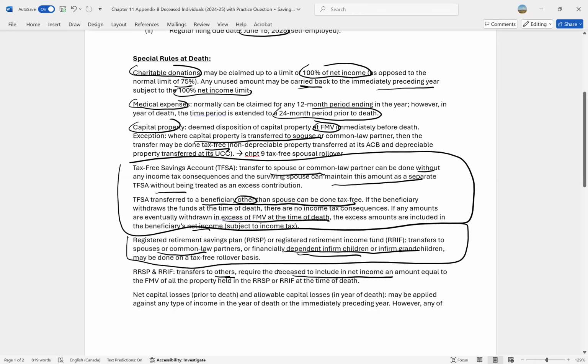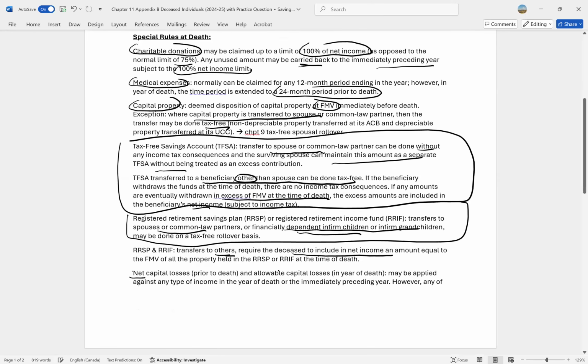What about net capital losses? Net capital losses can only be used against taxable capital gains. In the year of death and in the preceding year, it can be applied to any type of income. So generally speaking, net capital losses can only be deducted against taxable capital gains. But in the year of death, if there are any net capital losses still sitting there, they can be applied to any income in the year of death or the immediately preceding year.